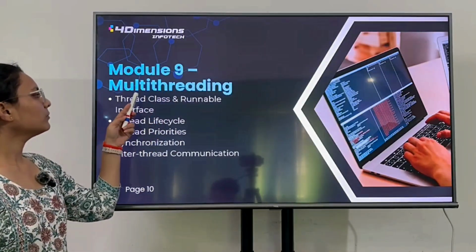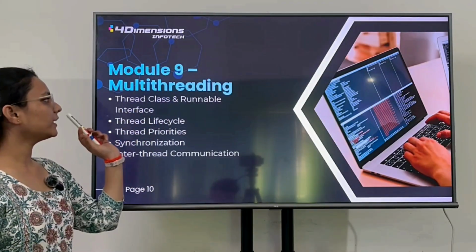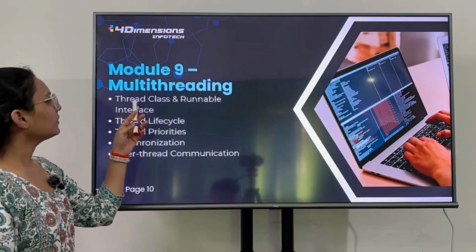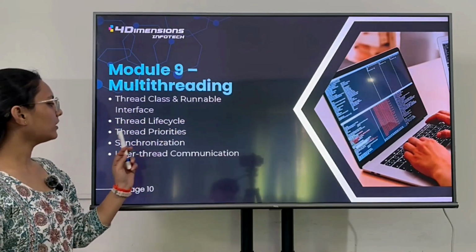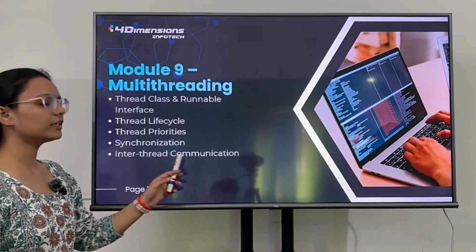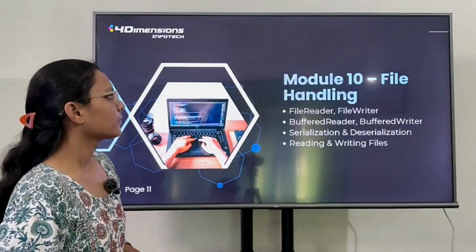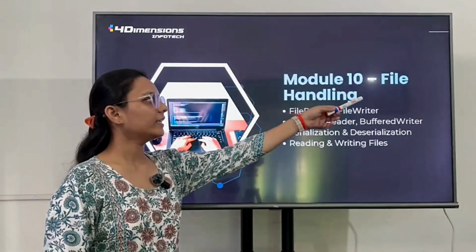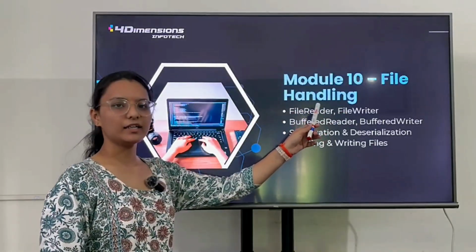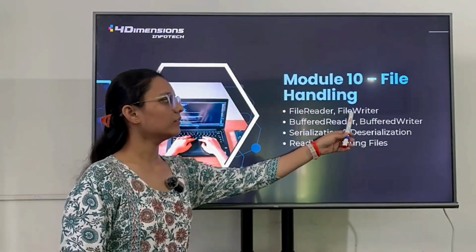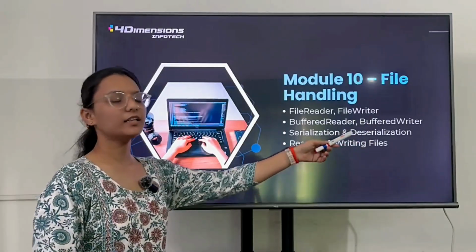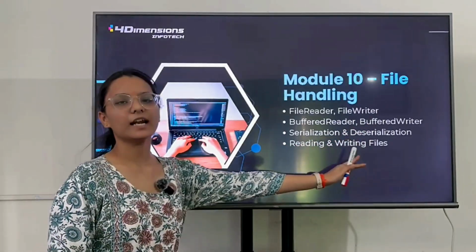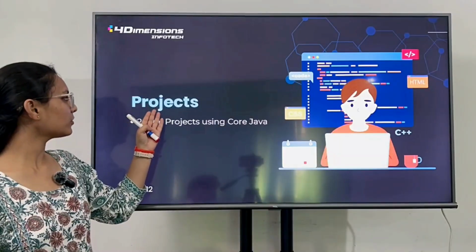Next, Module 9. In Module 9, we are going to learn about multi-threading. In those points, there will be the Thread class, Runnable interface, thread life cycle, thread priorities, synchronization and inter-thread communication. And the last module is Module 10, that is file handling. In file handling, we have to learn about FileReader, FileWriter, BufferedWriter, serialization and deserialization, reading and writing files. Next is the project.